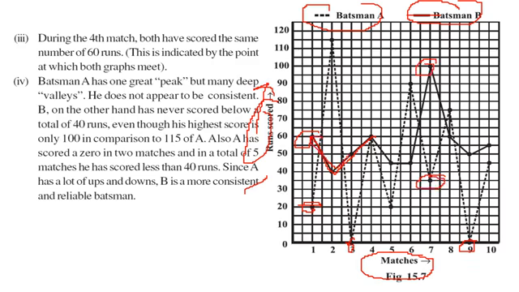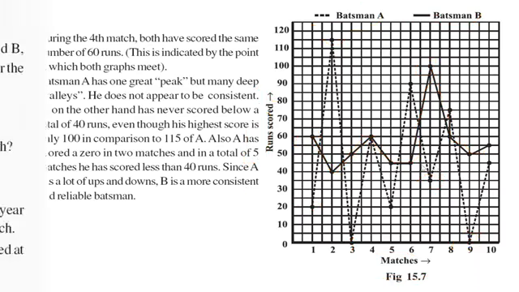So he is steadier, if you take the flow of this graph, he is quite steadier, but this guy, sometimes he scored 115, sometimes he just gets out at 0. So let us now answer these.